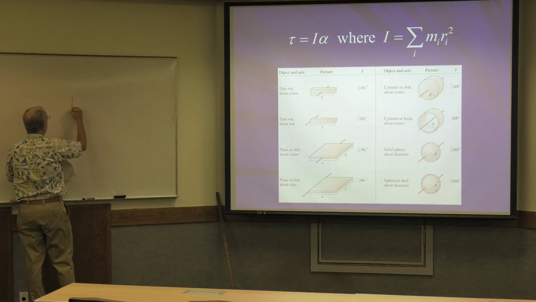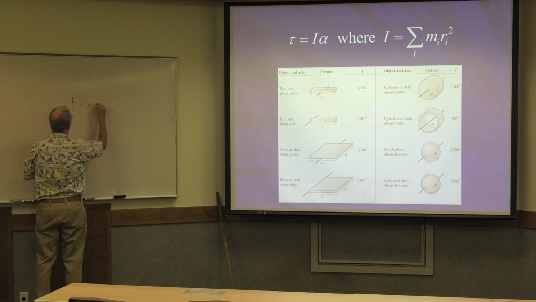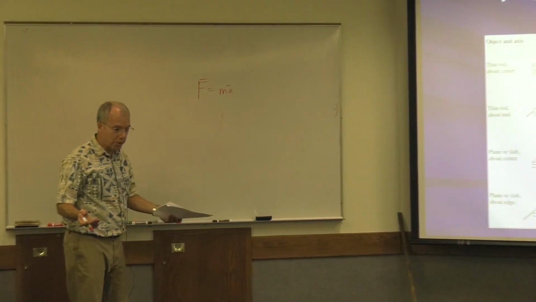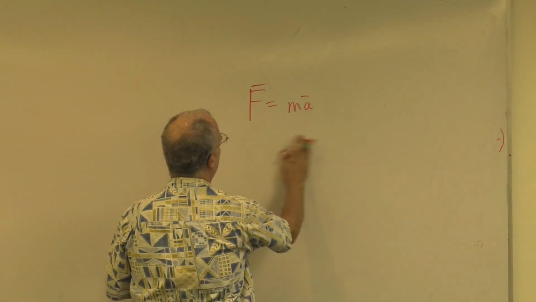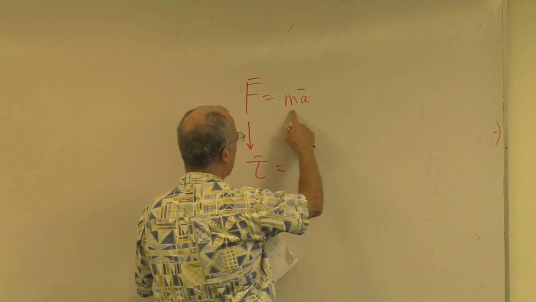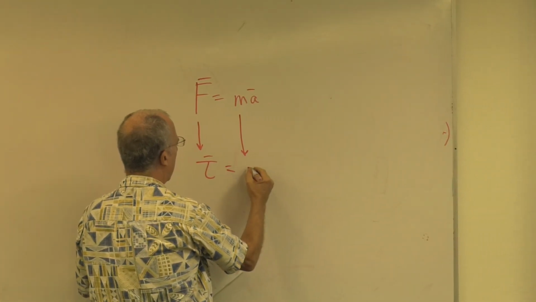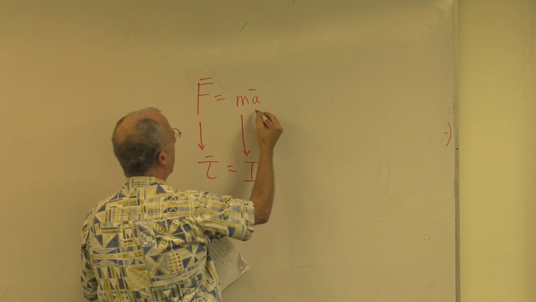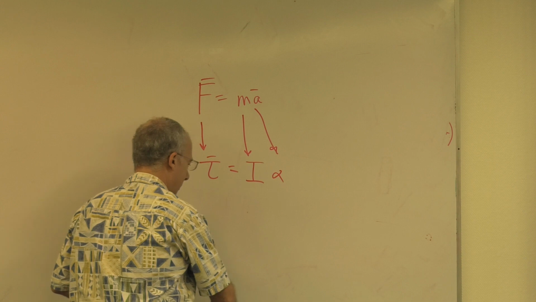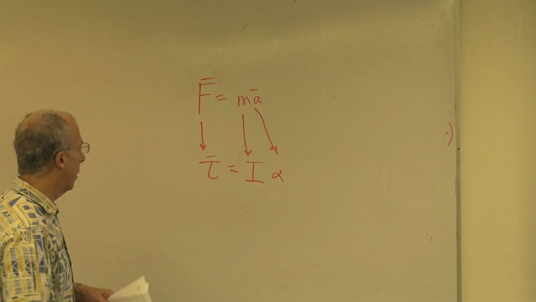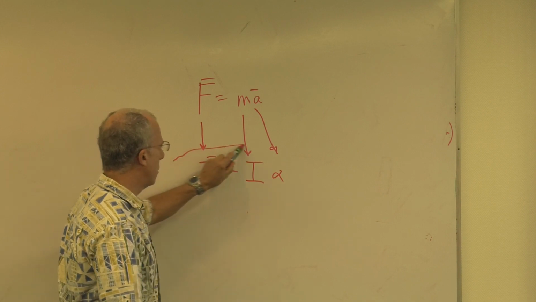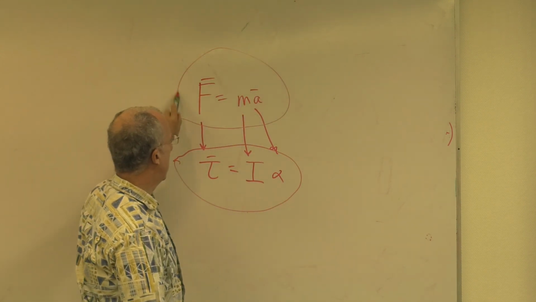So F equals ma, and then we learned the rotational version of this equation. So the rotational version of force is torque. The rotational equivalent of mass is rotational inertia, and the rotational equivalent of a is alpha. So I hope you remember that from a few chapters ago. So torque equals I alpha is the rotational version of F equals ma.